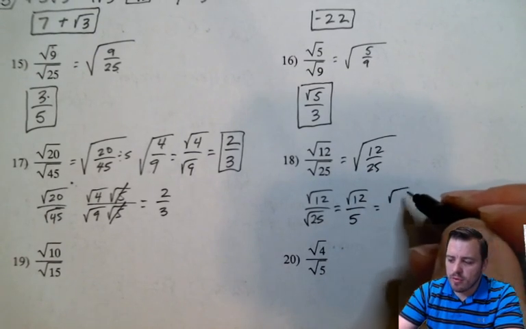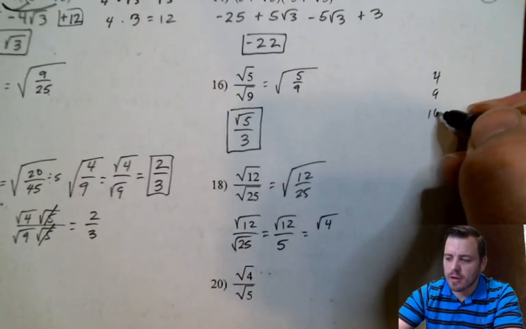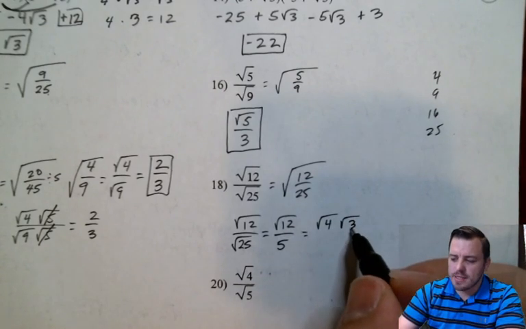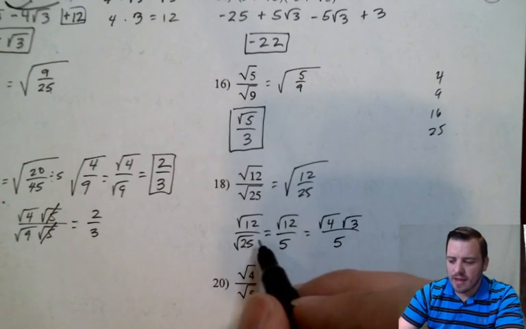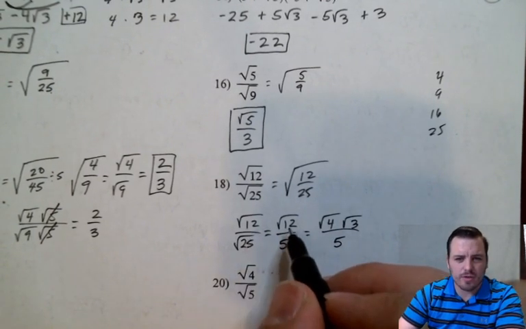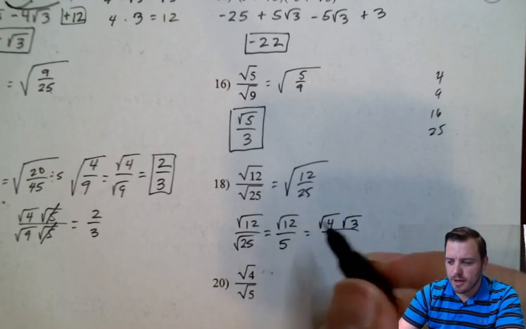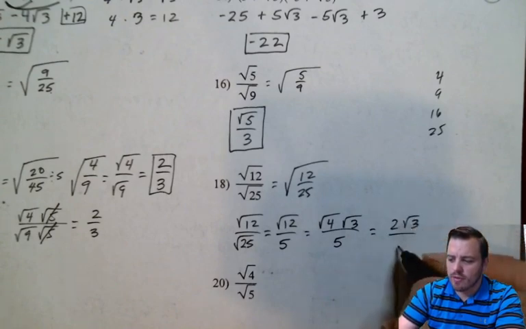So the perfect square 4, that's where we ask ourselves, what perfect square will go into that one? We know that 4 will go into 12. It'll go 3 times, and we put that over 5. 5 came from the radical 25. 12 just moved over here. We couldn't go about it this way, so we're going about it this way. Radical 4 is 2, so 2 radical 3 over 5.